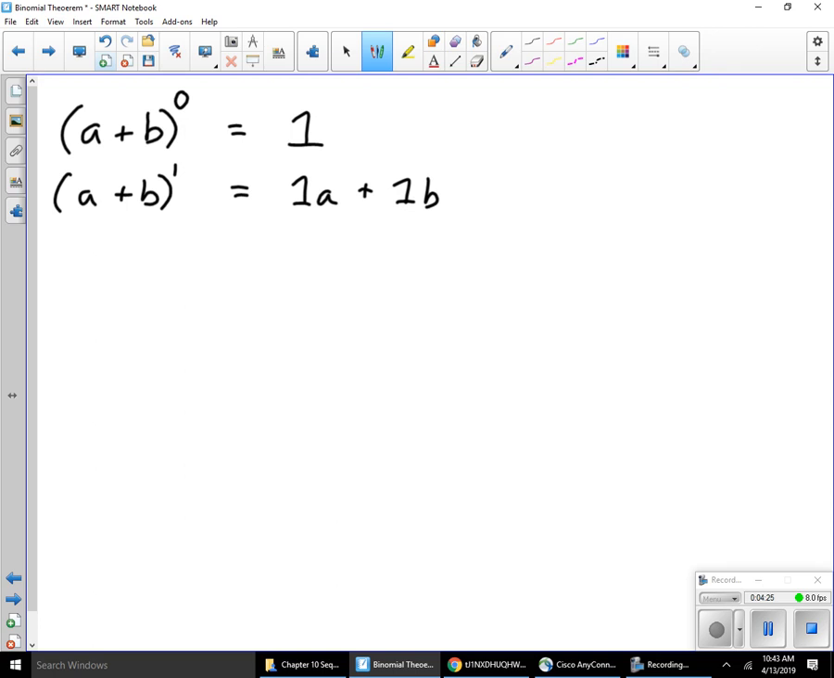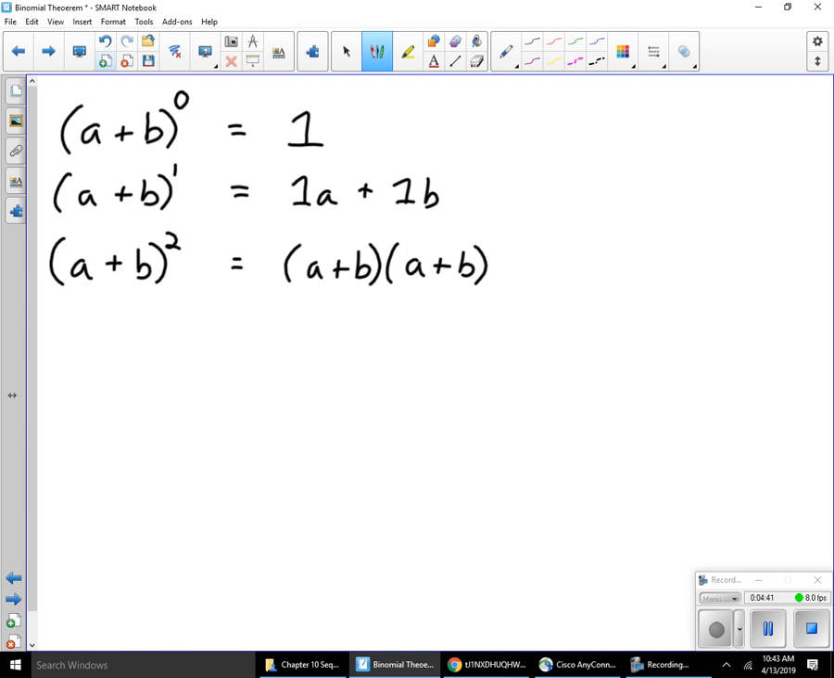Where we start having to do a bit of work is higher powers, like squaring or cubing. Remember, squaring anything is the same as taking that binomial and multiplying it by itself. And that's a FOIL problem.